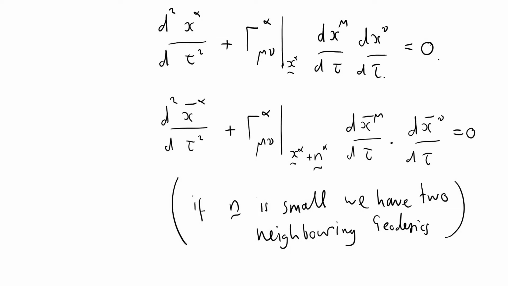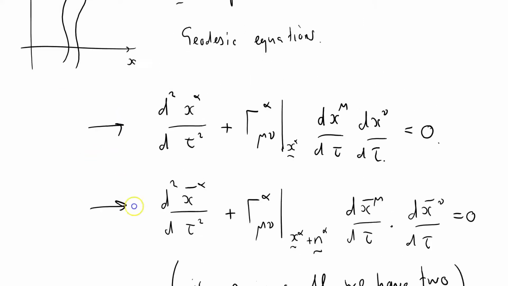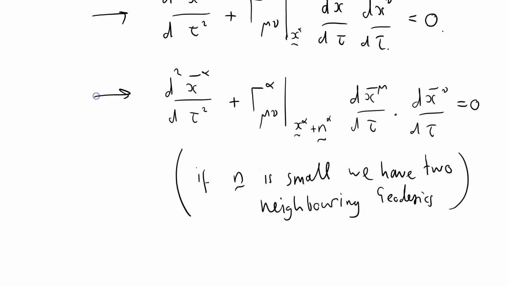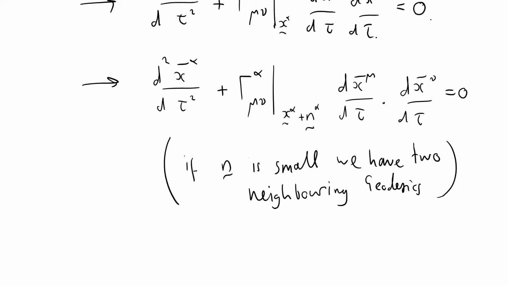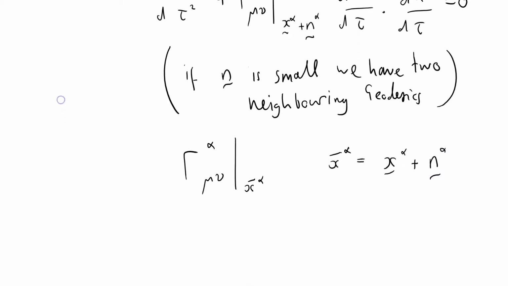General relativity, step by step. I've got these two geodesic curves here for two neighbouring particles which are cruising along geodesic curves together. And I guess it boils down to this thing here. I need to evaluate the Christoffel symbol Gamma alpha mu nu evaluated at x bar alpha, where x bar alpha equals x alpha with no bar plus my separation vector n.